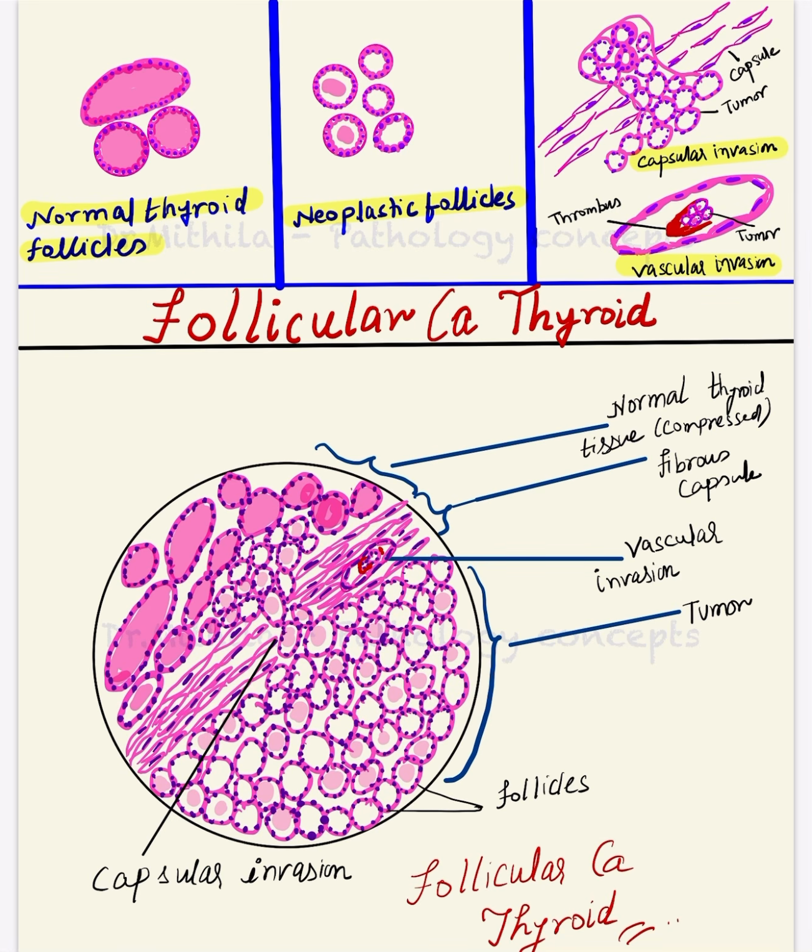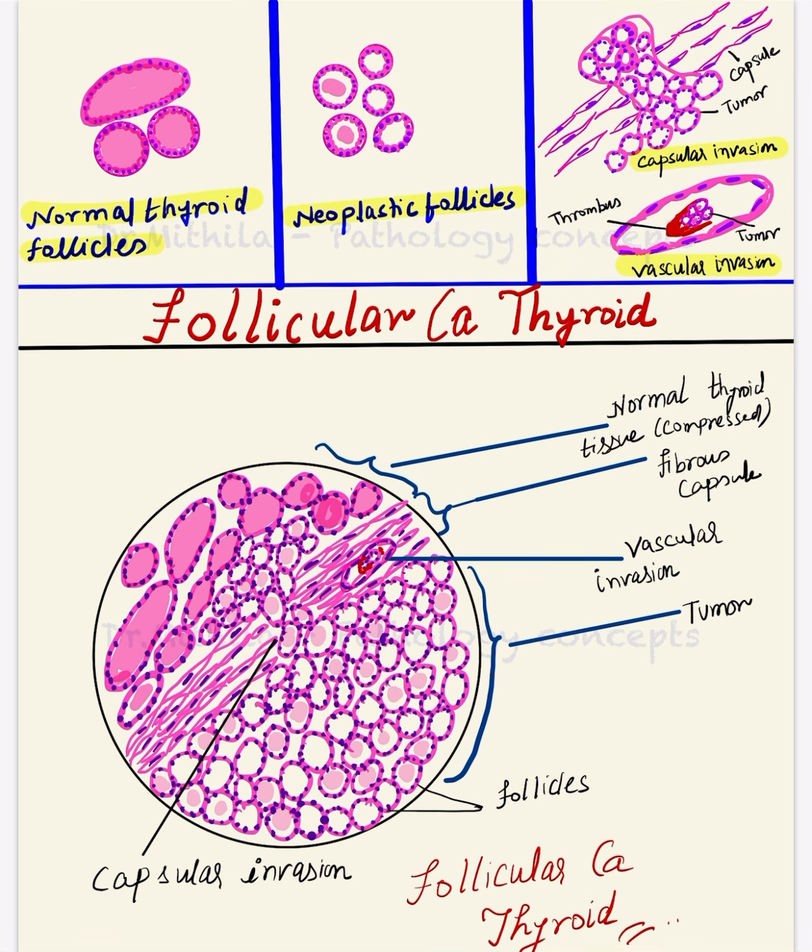Then neoplastic follicles are also similar to the normal thyroid follicles. They can be smaller in size than the normal thyroid follicles. In that case, they are known as microfollicles. So in follicular carcinoma, commonly microfollicles are seen. Then they can also be larger in size, known as macrofollicles, or normal in size, known as normofollicles. So any pattern can be seen. I have drawn microfollicles in my diagram.